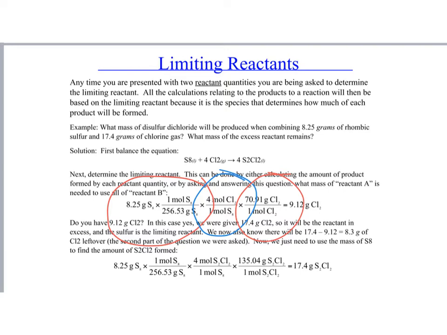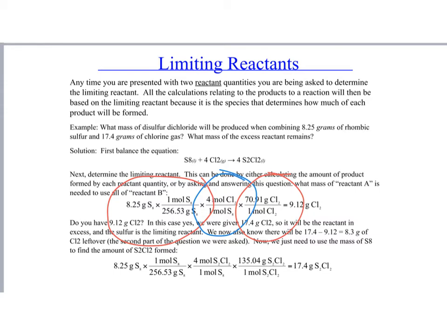Okay, so now we could go. We know that we have 17.4 grams of chlorine, and we're only going to use 9.12, and so in this case, the limiting reactant is the S8. Now that's a different way to show it, right? Because you took this 9.12 grams, or you took it back to grams of the reactant.